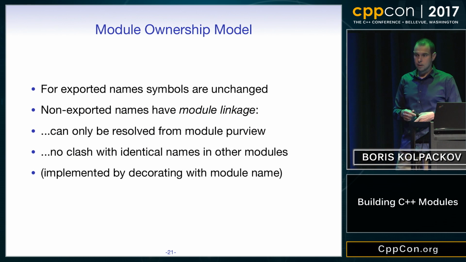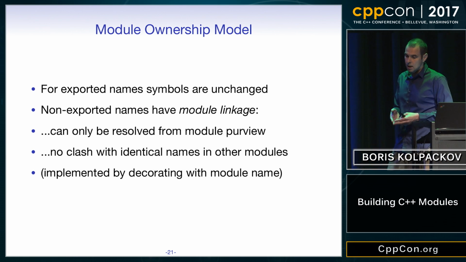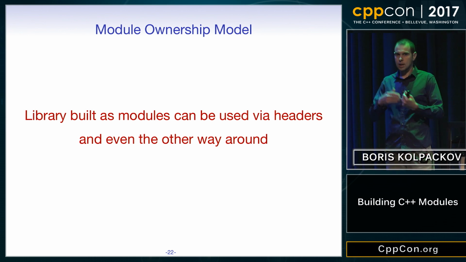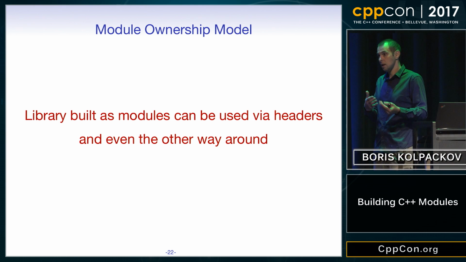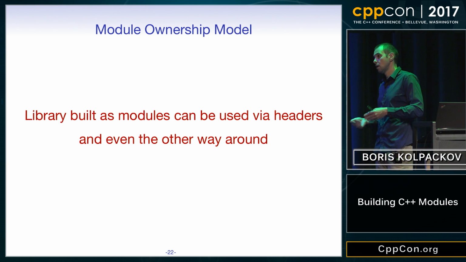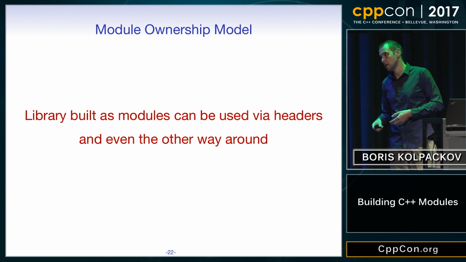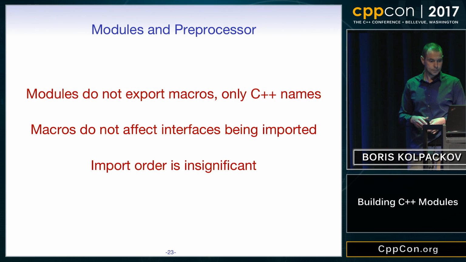This first point, the fact that an exported name looks exactly the same as if we declared it without any modules being used, has one very important implication. And that is, we can build a library as modules and consume it as headers, and even the other way around. We can have a library that was built with headers. If we can come up with suitable module interface units, we can consume it as modules. And we'll see where that leads in a bit.